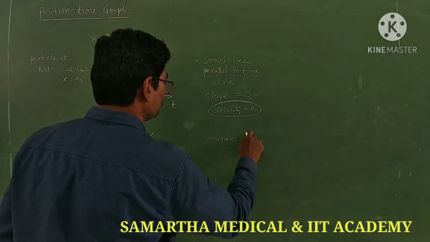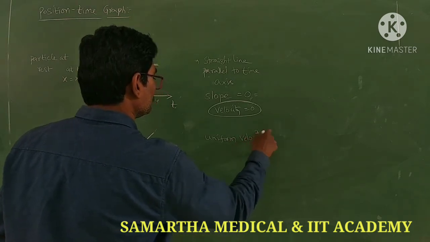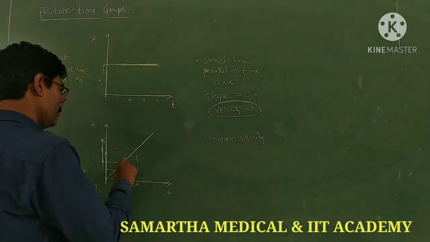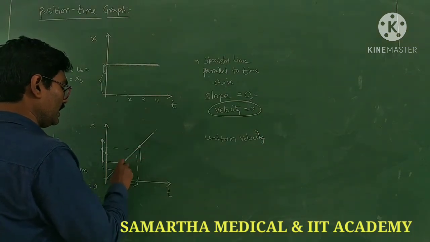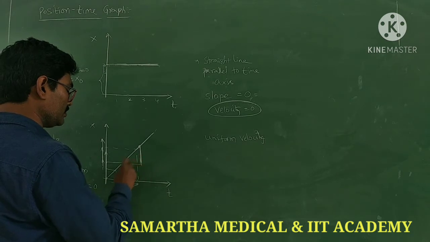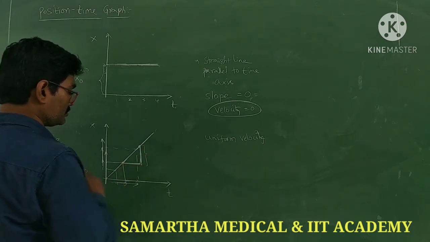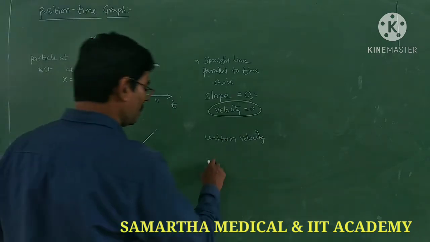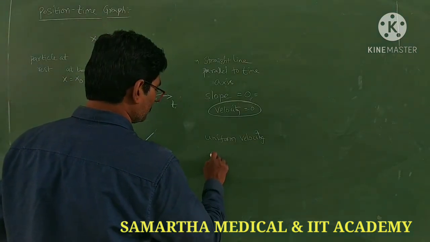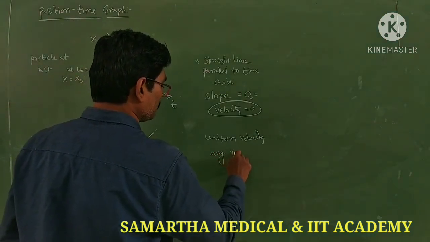So it is going with uniform velocity. Next, on this, if you find between any 2 points on this curve, you will find the average velocity: change in position by change in time taken. That gives you the average velocity.